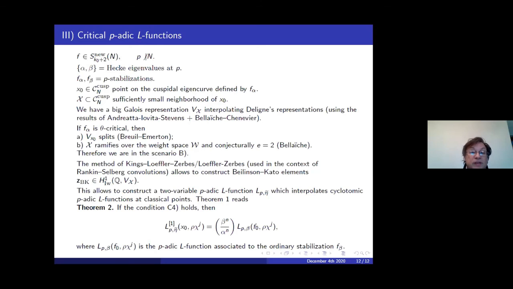So this gives another proof of Belaïche's theorem, as well as another approach to the construction of Belaïche's P-Adic L-functions. I think that I should stop here. Thank you. Are there any questions or remarks?